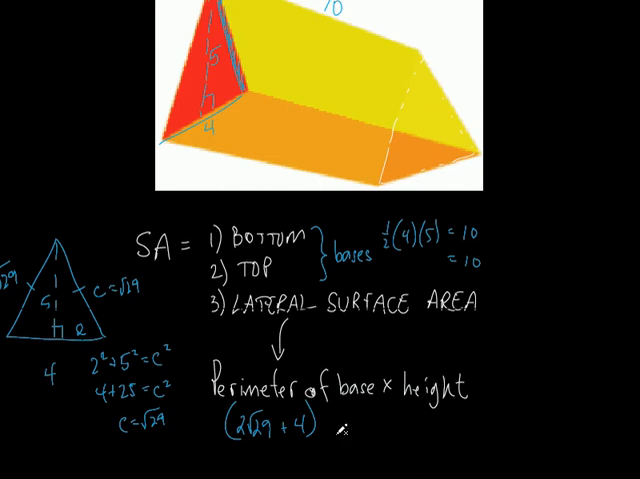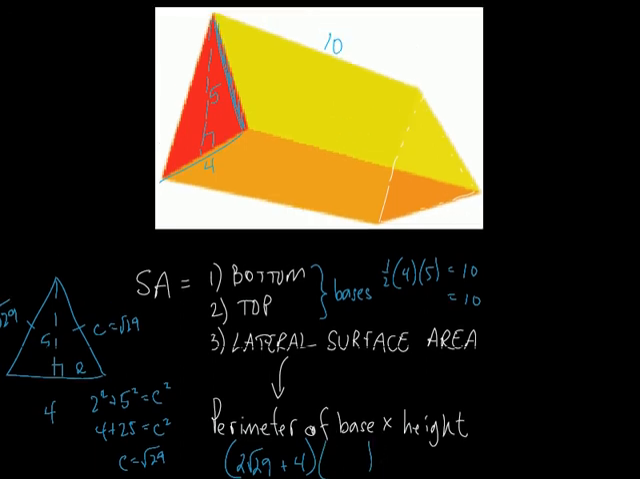And what I'm trying to do is I'm trying to save the calculator for at the very end as much as I can, instead of doing every little step in a calculator and getting all these rounded values. And then I multiply it by the height. What's the height of this whole entire solid? It's 10, isn't it? Now, not of the triangle, the whole entire solid, because we already found the perimeter of the base, didn't we? So we found the perimeter of this thing right here.